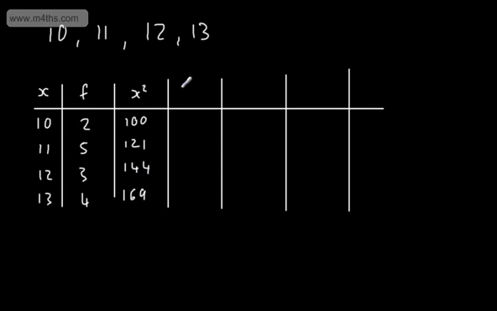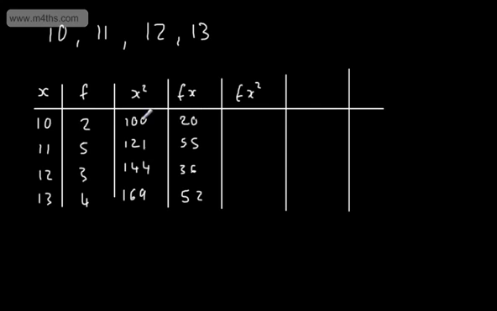So if we consider now f of x in this one, we're going to end up with 20, 55, 36, and 52. Okay, and then finally, if we look at f multiplied by x squared, remember x is just given to be the value. This is just a frequency table. Let's go ahead now and do this.